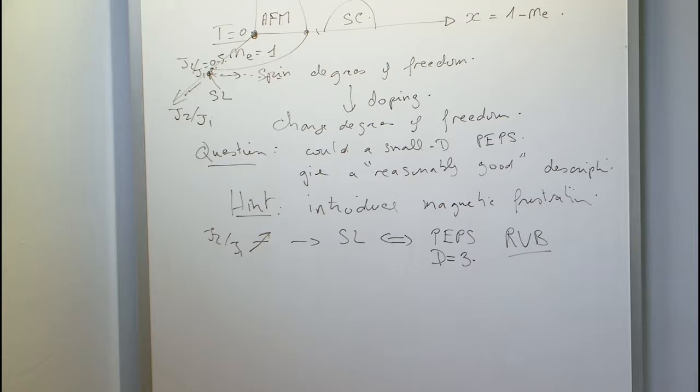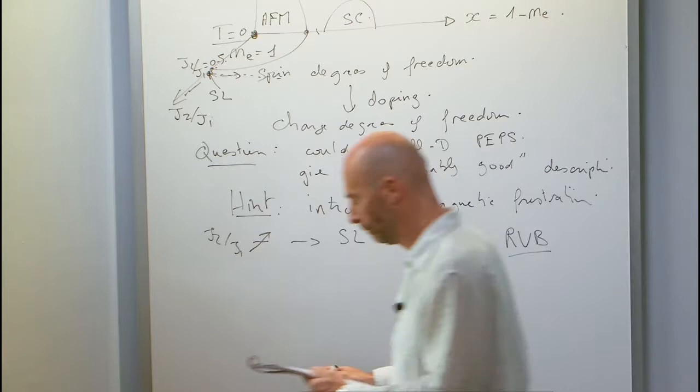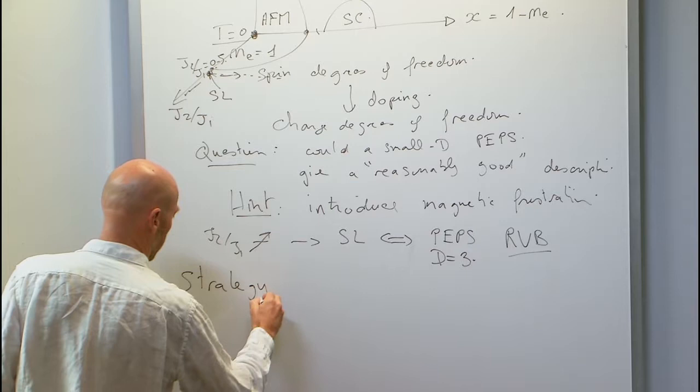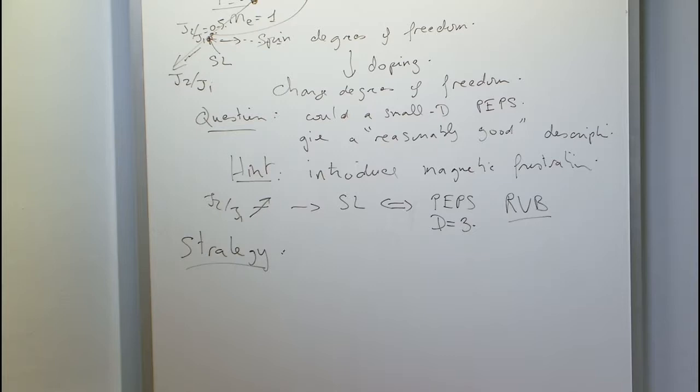So what is the strategy, basically? What's getting better when I dope is my ansatz. I will have an ansatz for x equals zero, which is the RVB state. And then, using physical intuition, you can construct an ansatz for the doped case. And when you compare to, for example, iPEPS calculations, you see that at finite doping it's actually better than at zero doping. So I will show you a plot at the end if I have time.